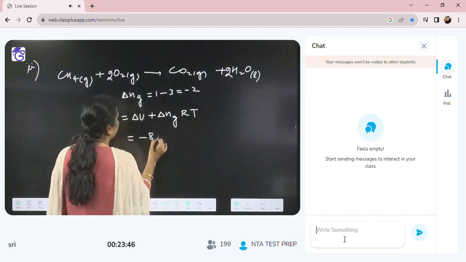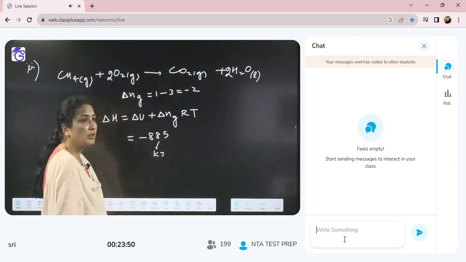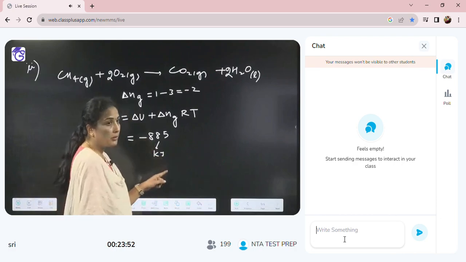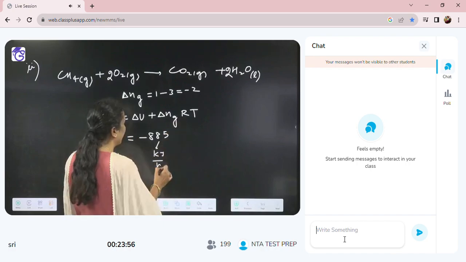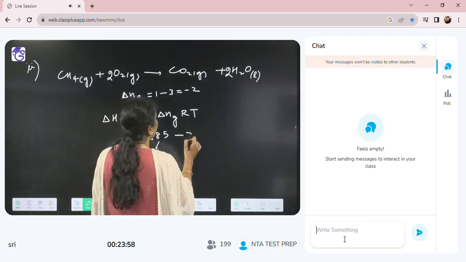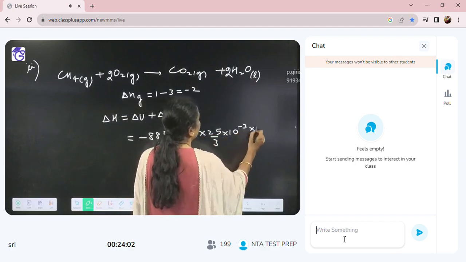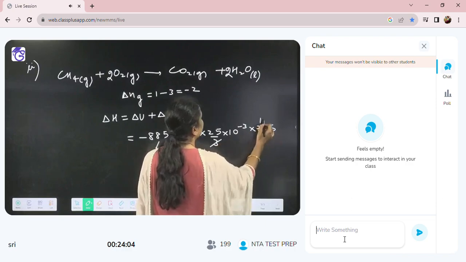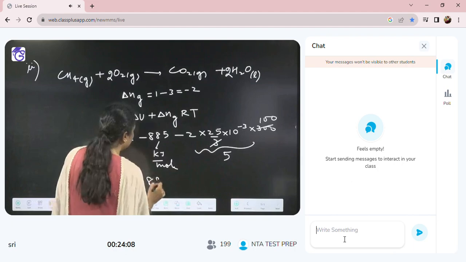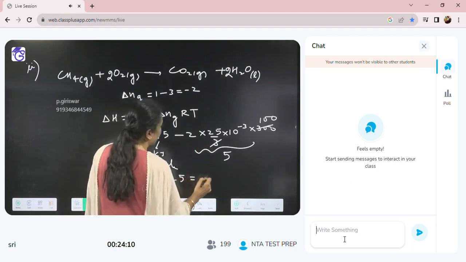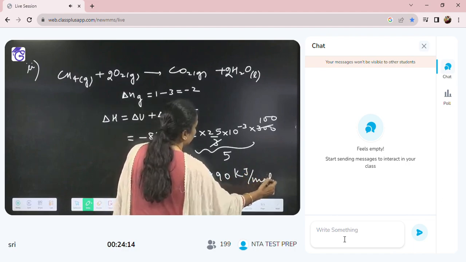Delta U we have calculated, minus 885. Remember, this is in kilojoule. Because the thing is, if at all you do not remember this, then you are going to make a grave mistake, because you take the R value wrong, right? This one is minus 2, 25 by 3 into 10 to the power of minus 3. Temperature I have given you 300. So overall you will be getting 5 from here. So basically minus 885 minus 5, you will be having minus 890 kilojoule per mole. Are we able to get it?